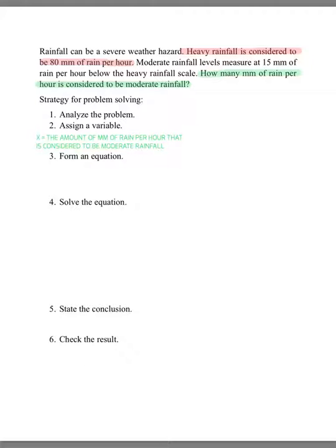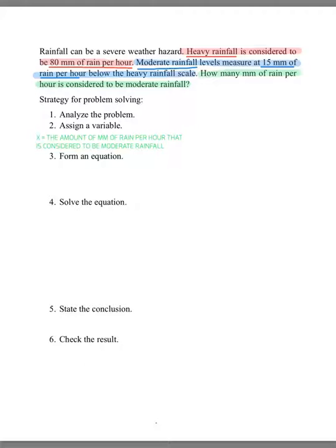Now the next sentence says moderate rainfall levels measure at 15 millimeters of rain per hour below the heavy rainfall scale. So now we're talking about moderate rainfall levels, and they measure at 15 millimeters of rain per hour below the heavy rainfall scale. So the two are related. There's definitely a relationship between the two. Now, highlighting the key details here, we have heavy rainfall, and that's 80 millimeters of rain per hour. And now we have moderate rainfall, which is 15 millimeters of rain per hour.